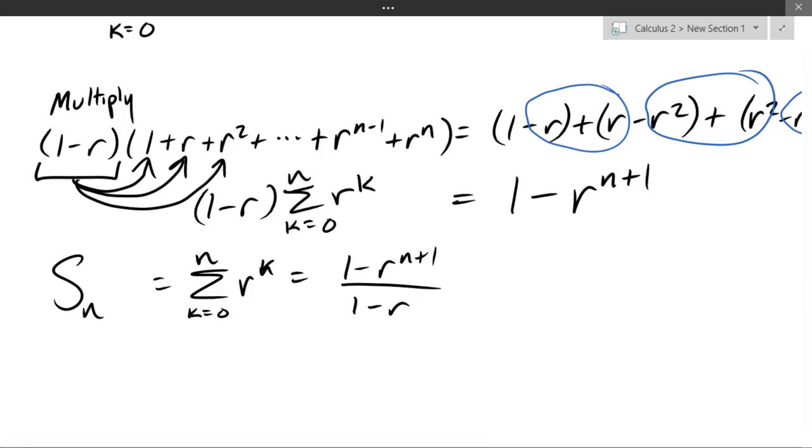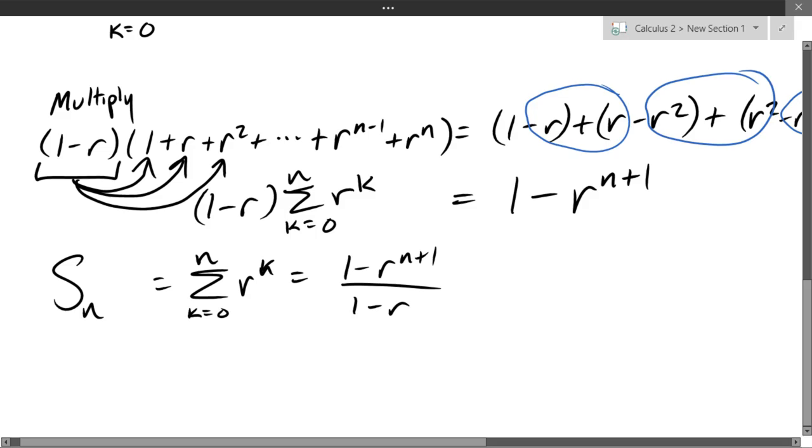Anybody have their textbook with them? I think this is the form they have in the book, but I just want to be sure that we get it just like the book.